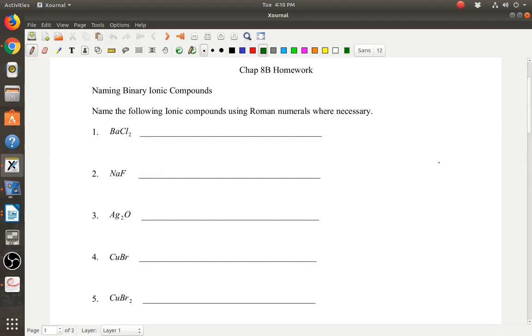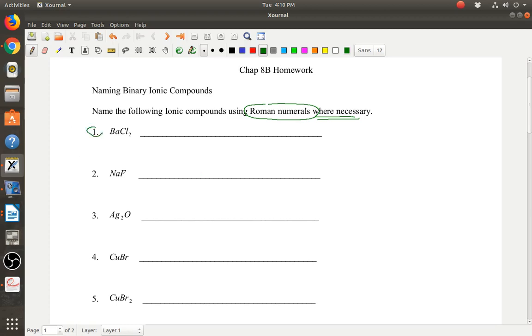I pulled up the naming binary ionic compounds homework. This is one of your worksheets that you should have received. If you didn't, pause the video and go print it out. We're going to name the following ionic compounds using Roman numerals, where necessary. We haven't figured out where they're necessary yet, so I'm going to make sure the ones we do initially don't need them.